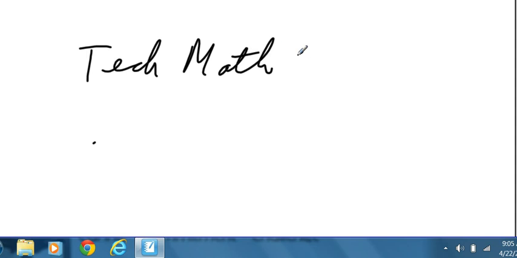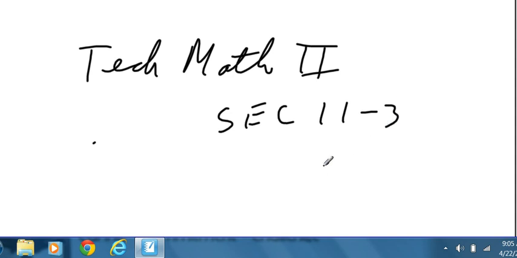This is Tech Math 2, and we're in sections 11-3 and 11-4 today. We're dealing with the law of cosines and then applications where we have to use both.